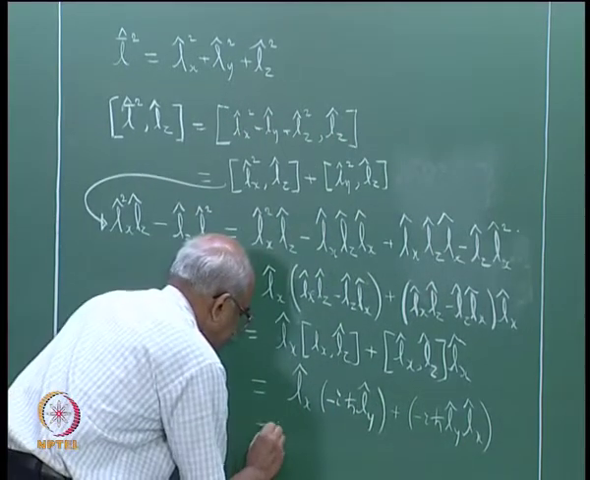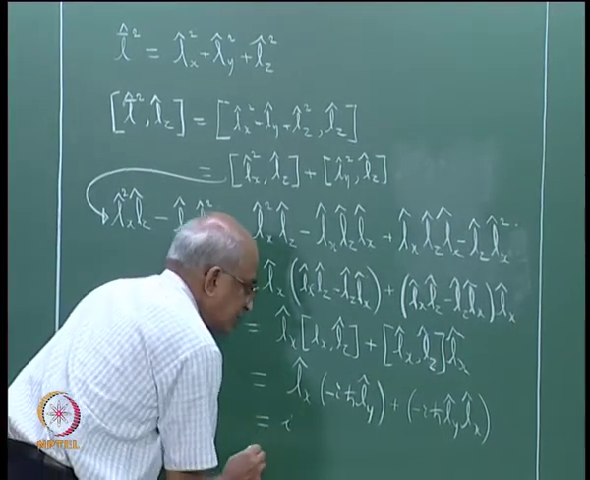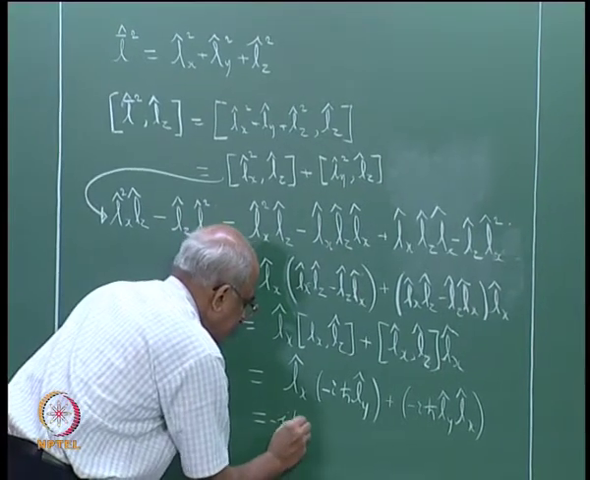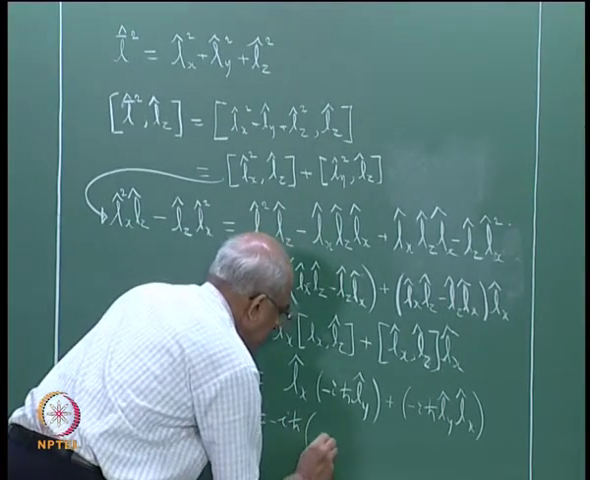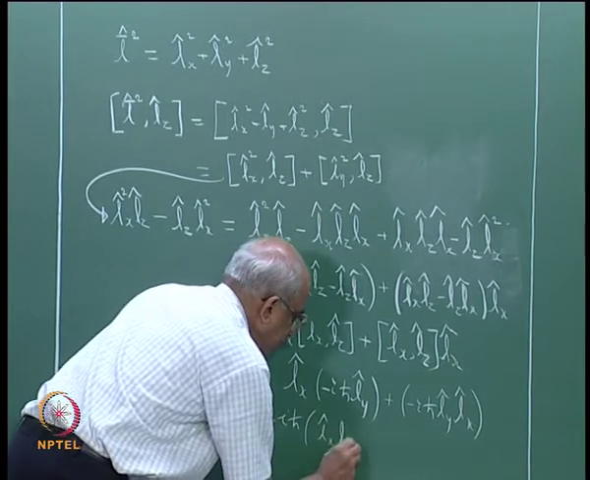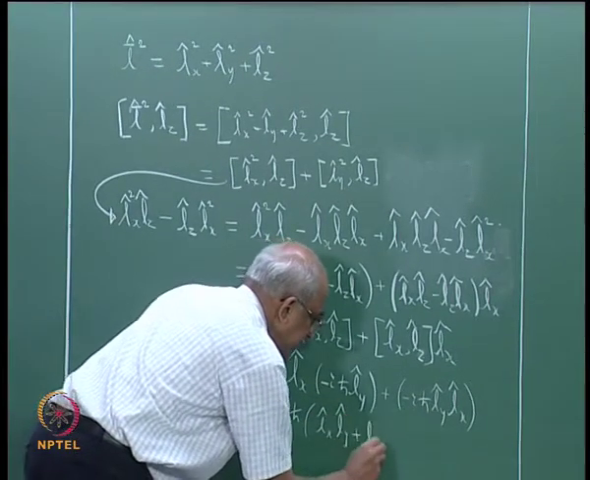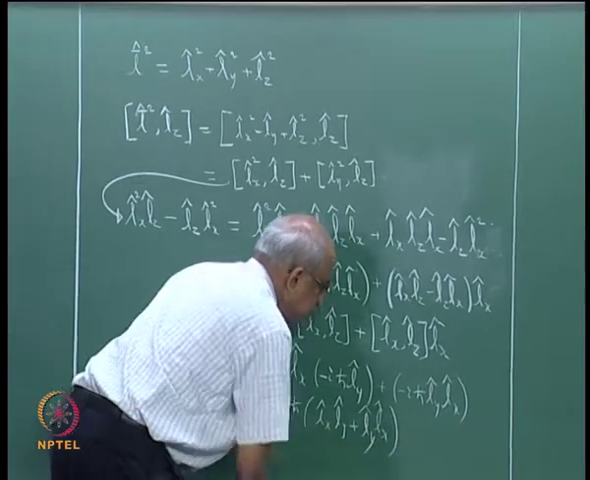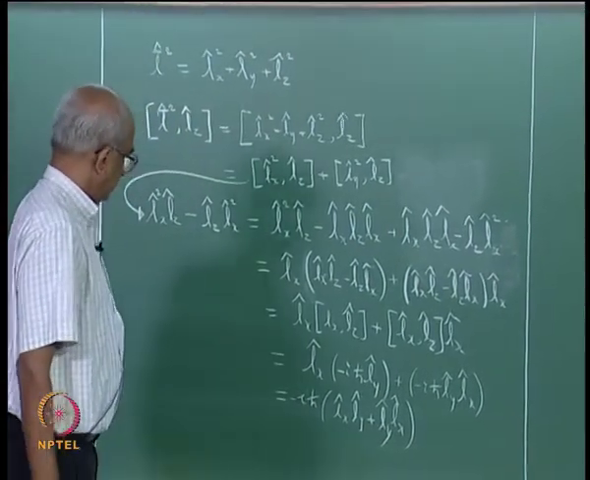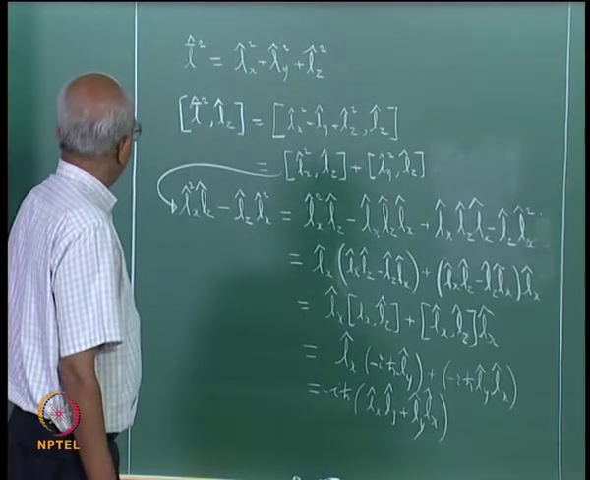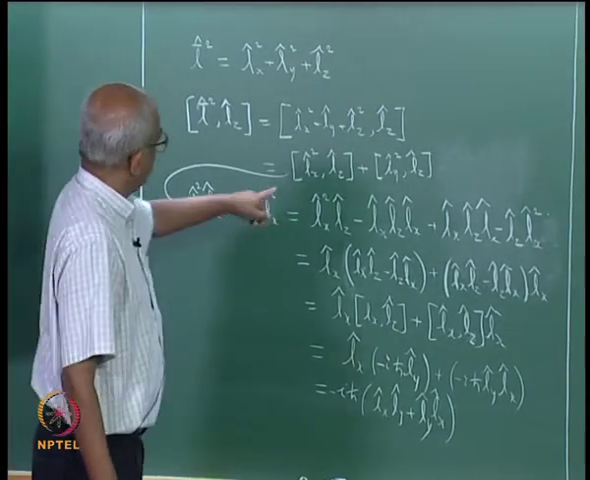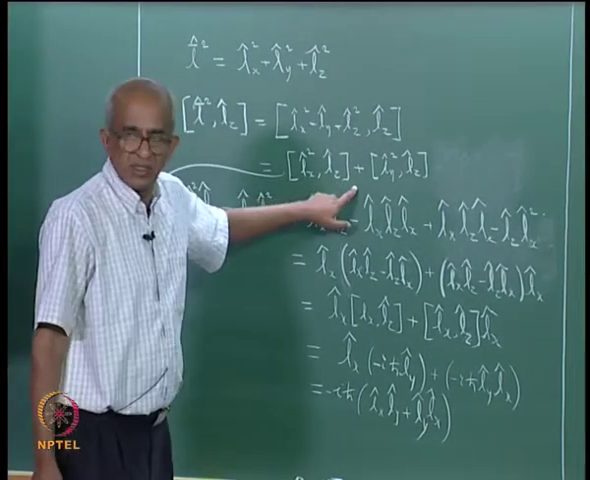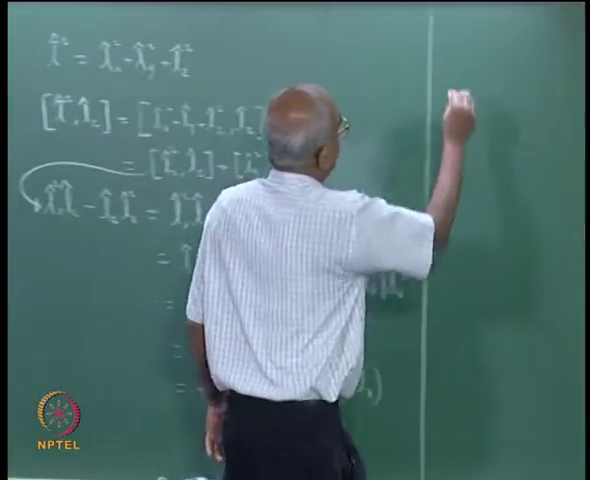So what is the answer that I get? Minus iħ is common, I will take it out: minus iħ (Lx Ly plus Ly Lx). So we have calculated only one. We will calculate the other one very quickly. I will do it.